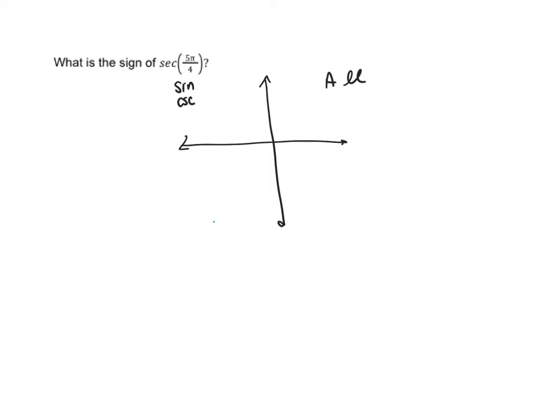Sine and cosecant, which is a reciprocal, are positive in the second quadrant. Tangent and cotangent are positive in the third quadrant, while cosine and secant are positive in the fourth quadrant. Anything else would be negative in that quadrant. So really we just have to figure out where 5 pi over 4 is.